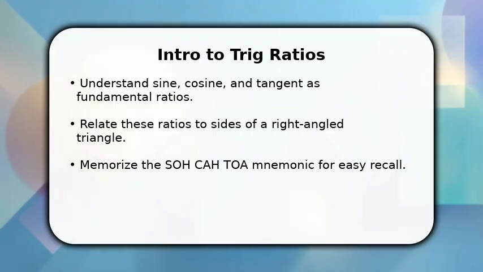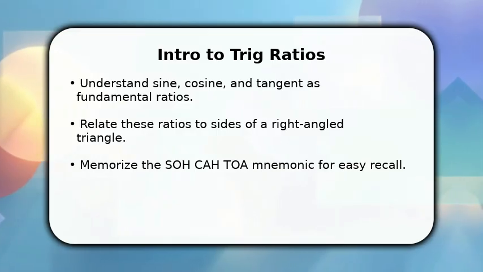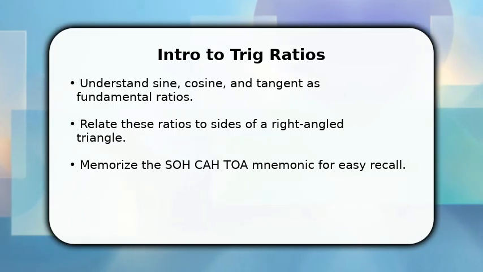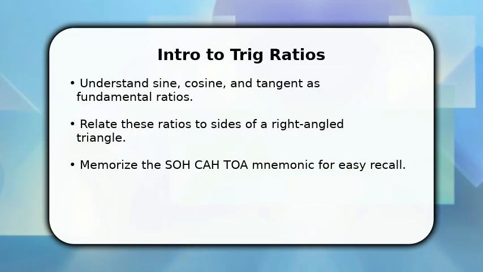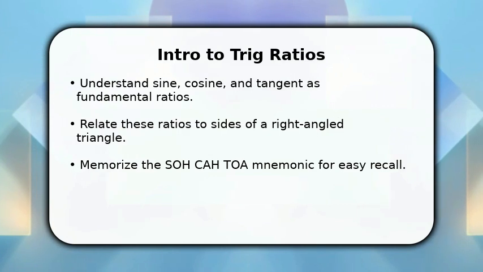Enjoy the video. In this video, I will explain how to learn trigonometric ratios. Let's start with the three fundamental ratios: sine, cosine, and tangent. These describe relationships between the angles and sides of a right-angled triangle. A helpful mnemonic is SOH-CAH-TOA, which stands for sine is opposite over hypotenuse, cosine is adjacent over hypotenuse, and tangent is opposite over adjacent. Understanding these basics is your first step.